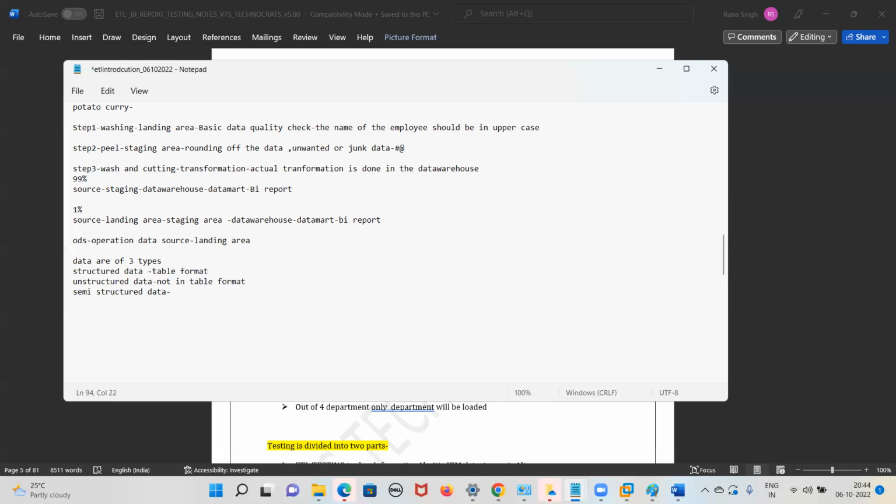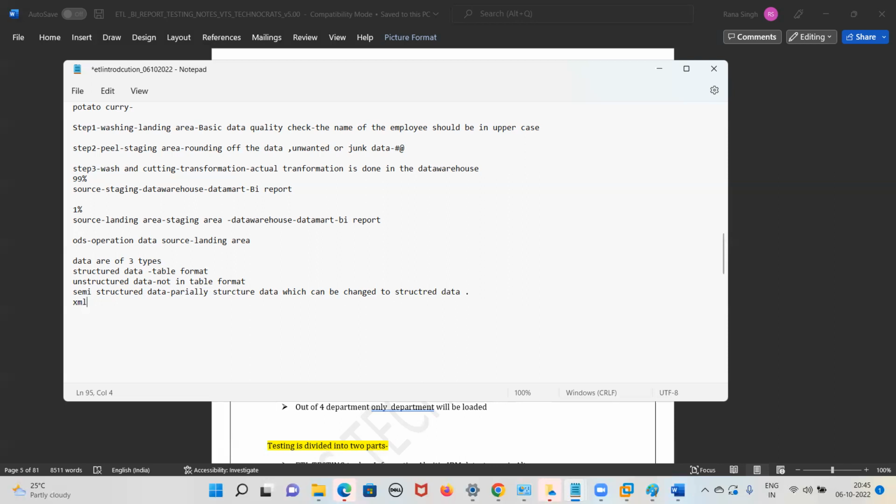Semi-structured data. Have you heard about that? What is semi-structured data? Anyone knows? Partially structured data, which can be changed to structured data after doing some transformations. Okay, fine. Like your XML file. So it is structured up to an extent. Okay, that is nothing but semi-structured data.